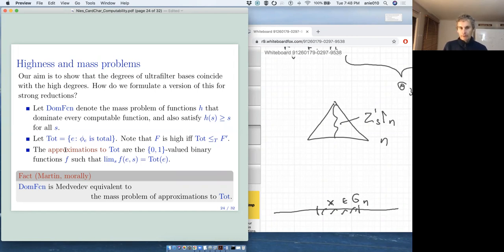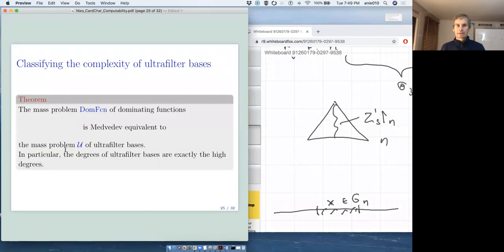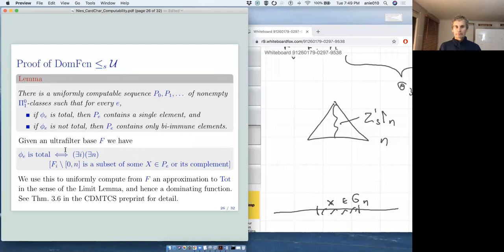That's what we'll use to show that the mass problem DOM function is Medvedev equivalent to the ultrafilter bases, which shows the degrees of those sets are just the high degrees. This happened a lot in Ruprecht's work too, that a lot of things ended up just being highness. Like the whole left lower corner of the Cichoń diagram collapsed to high in the computability setting.